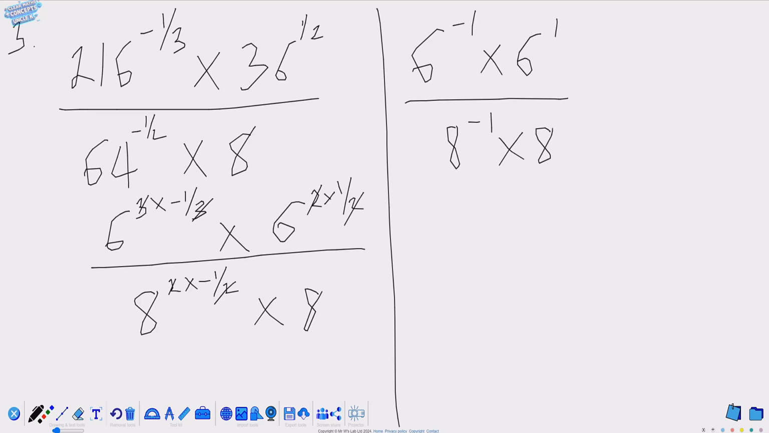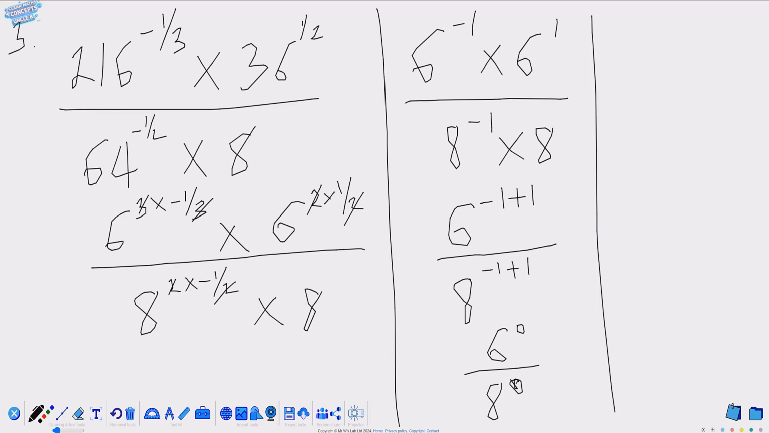So we combine the numerator, we both have a base of 6, minus 1 plus 1. Then you have 8 raised power minus 1 plus 1. Then 6 raised power 0, 8 raised power 0. Okay. Anything raised power 0 is what? Is 1. 1 over 1, which is what? 1. Okay. So on to the next question.